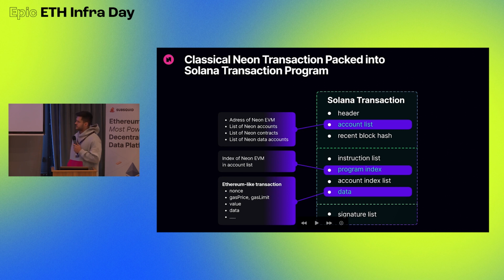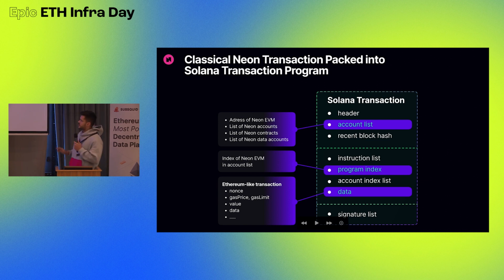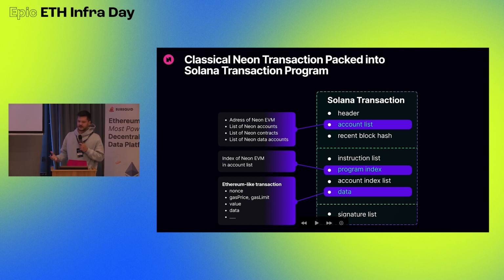Let's see what a Solana transaction looks like, because it's really important to know that the composition of a Solana transaction and an Ethereum transaction is really different. One of the most important things is the account list. The account list contains all of the data accounts that are going to be read or written to in this transaction, and this is one of the main reasons Solana supports parallel execution. We're also going to have the program index, in our case the Neon EVM account index. And we also have some data, the data regarding this Ethereum-like transaction that will be used by Neon EVM.